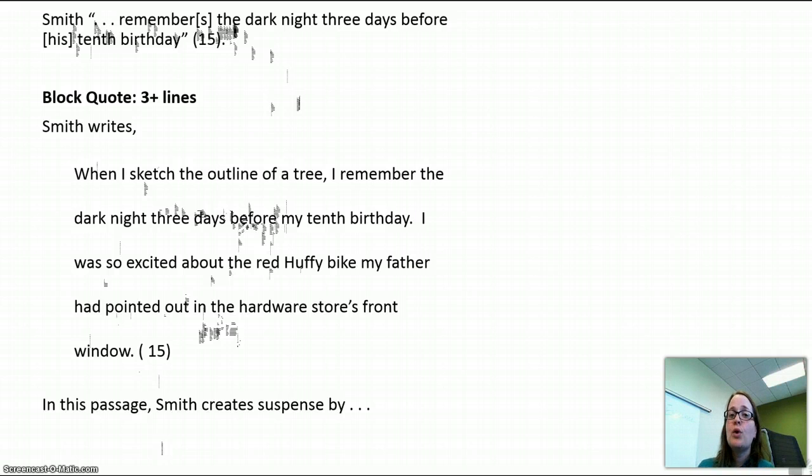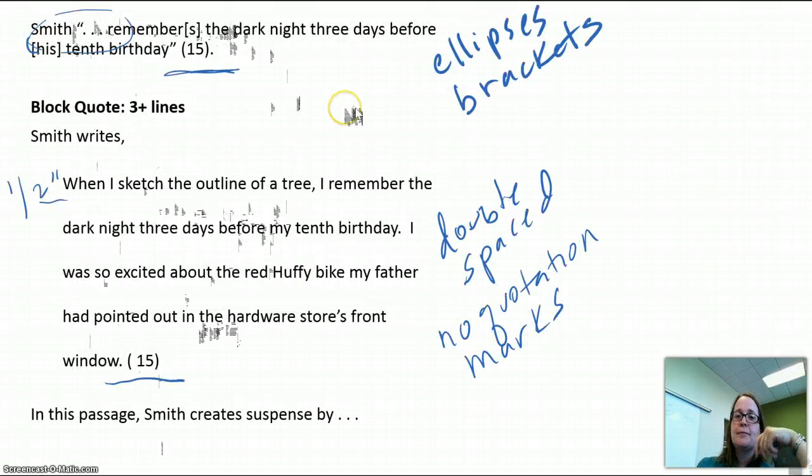So the original quote was "remember," because it was "I remember." And for the structure of my sentence, I wanted it to be in third person. So I was able to add brackets around the things that I've changed. So "his" and "remembers." So I've added brackets and ellipsis.